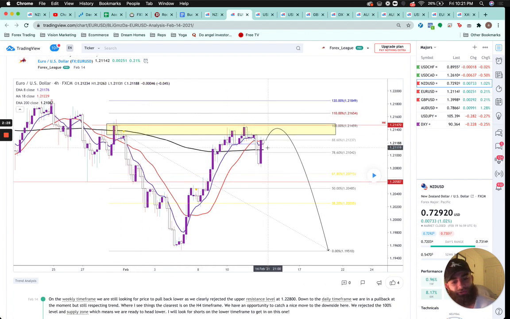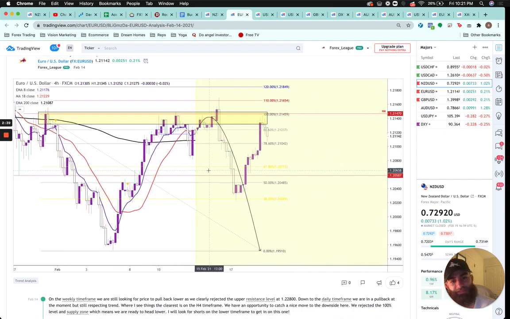This is where I have my structure. We're seeing a nice opportunity to go to the downside. We just rejected the 100% level and a supply zone, which means we're ready to head lower. So let's play this forward, see how things played out.